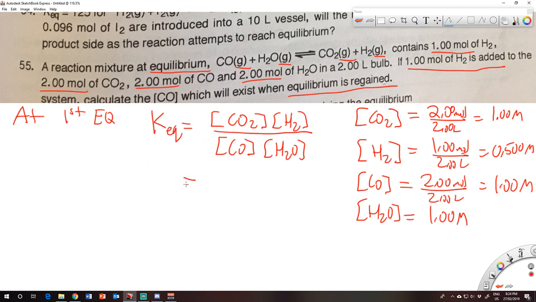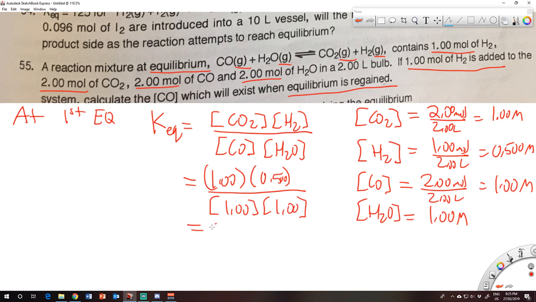This makes my KEQ calculation surprisingly easy because CO2 will be 1, H2 will be 0.5, CO will be 1.00 and H2O will also be 1.00. All right, this just ends up being 0.5. Okay, so there you go. So now we got KEQ at the first equilibrium.